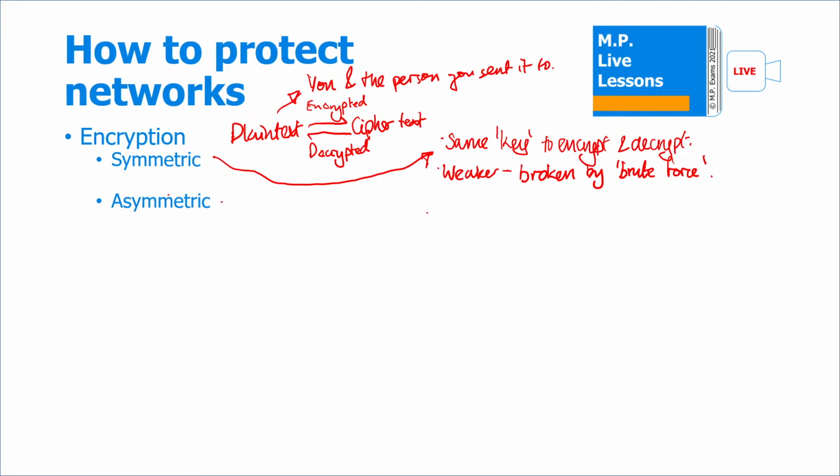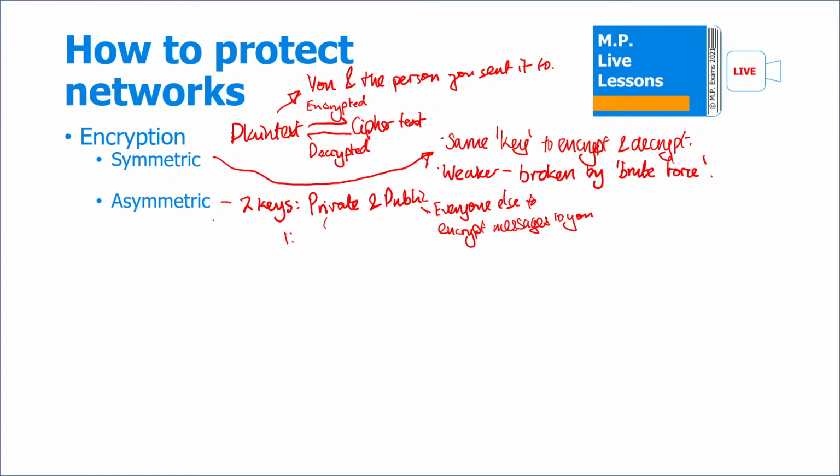And also another disadvantage could be these are weaker because they can be broken by brute force. Whereas asymmetric encryption uses two keys, a private one and a public one. Now the public one is used for anyone else that wants to communicate to you or send messages to you. Whereas your private key must be kept private because this is the key that you use to decrypt.